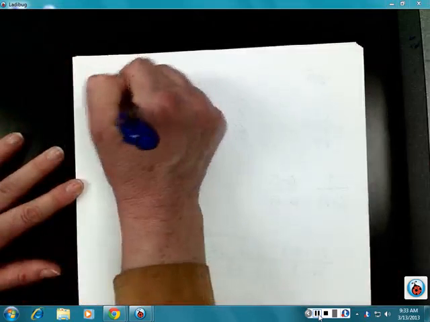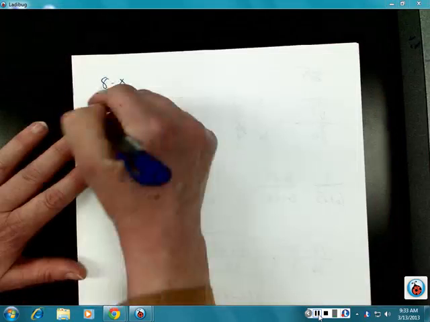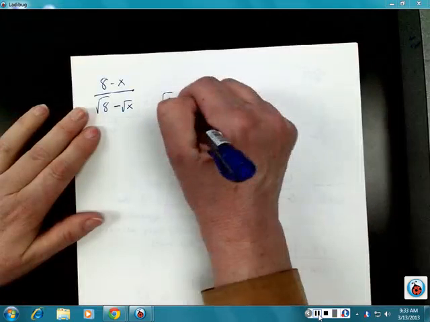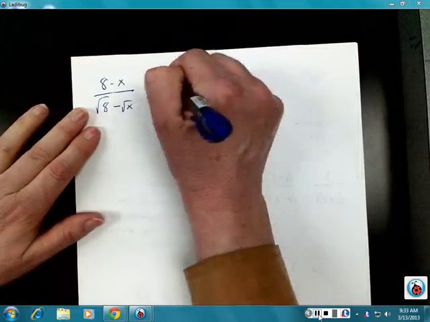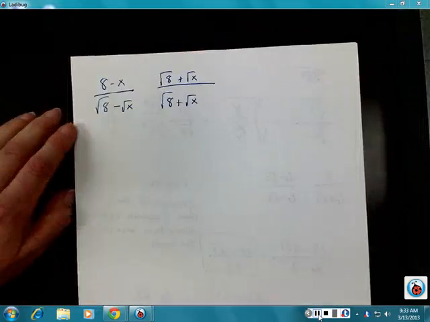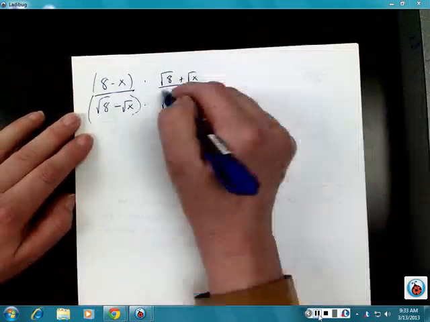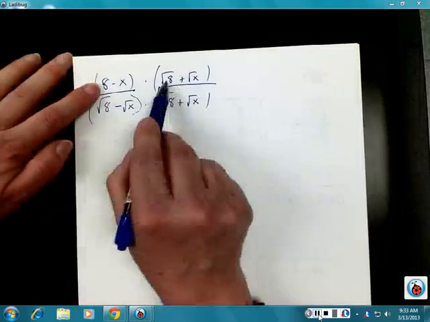Okay, let's do a couple more of those so you get an idea of what goes on with conjugates. 8 minus x all over the square root of 8 minus the square root of x. So what is my conjugate with this thing? Square root of 8 plus the square root of x. Okay. So now I simply do my foiling.